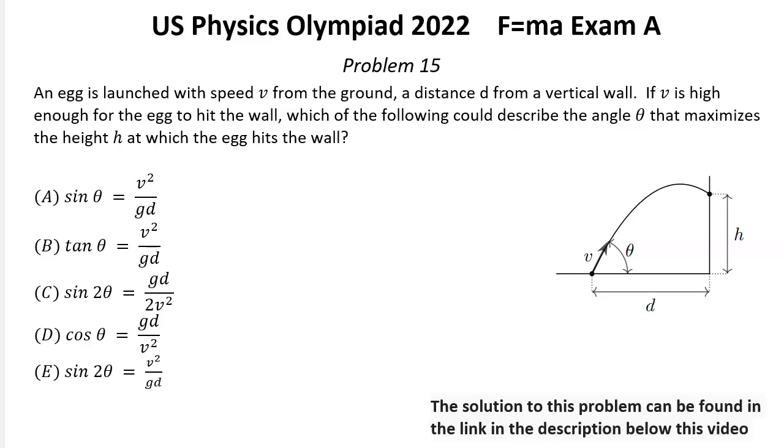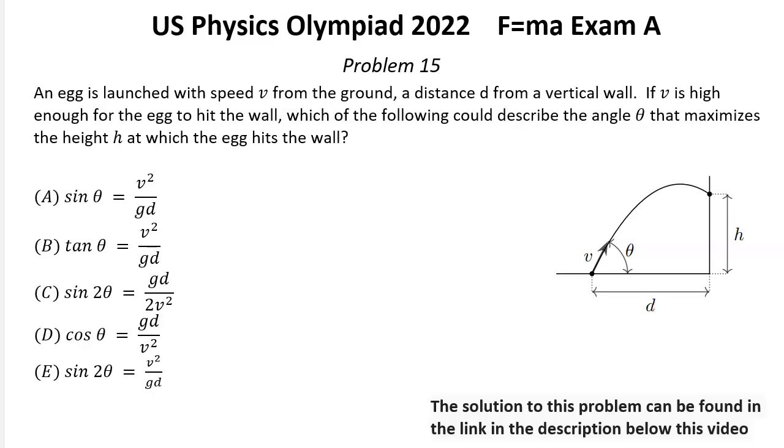Problem number 15. An egg is launched with a speed v from the ground, a distance d from a vertical wall. If v is high enough for the egg to hit the wall, which of the following could describe the angle theta that maximizes the height h at which the egg hits the wall? Solution for problem number 15.